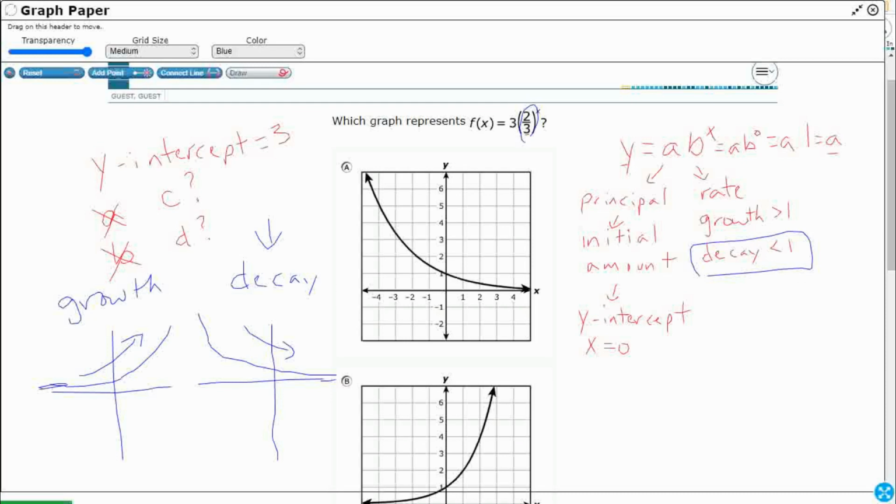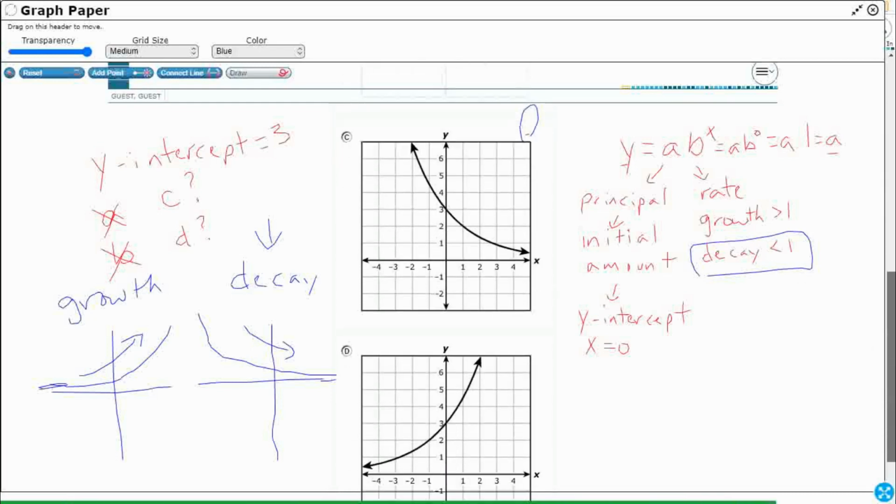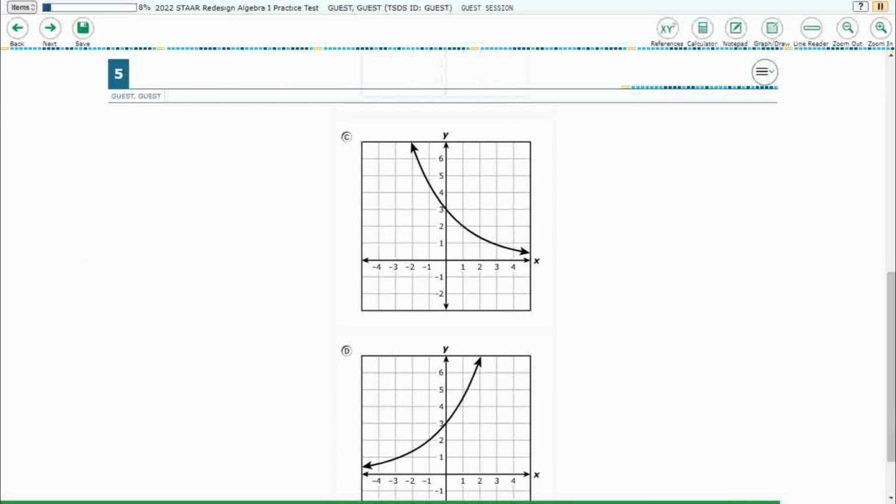So let's look at our C and D. C, that looks okay. D, look at D. D is our growth rate. So without even graphing it, our answer here is going to be C.